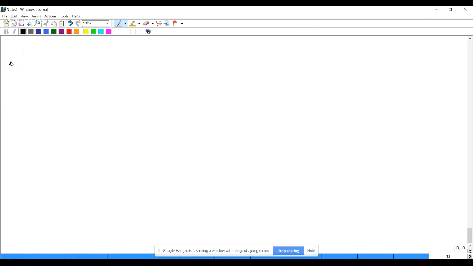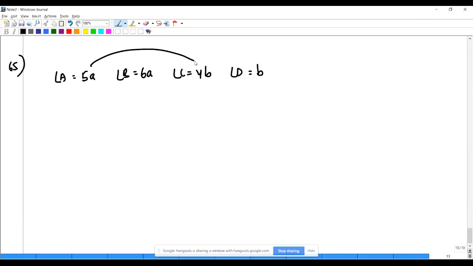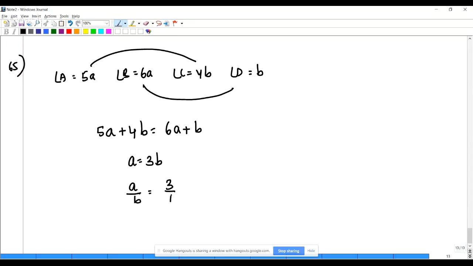65th one, if you look at it: ABCD is a cyclic quadrilateral in which angle A is equal to 5A, angle B is equal to 6A, angle C is equal to 4B, angle D is equal to B. We know the sum of these two is equal to the sum of these two. So 5A plus 4B is equal to 6A plus B. We would simply say A is equal to 3B. A by B is equal to 3 is to 1 simply.